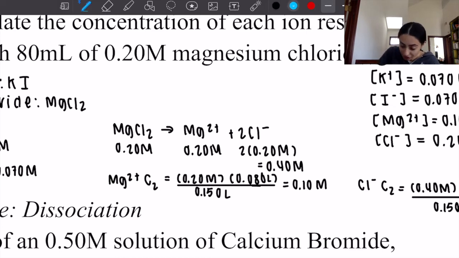And there is a 2 in front of the chlorine ion. So you are going to need to multiply the concentration of the solution, which is 0.20 molarity, by 2 to get a concentration initially of 0.40 molarity for chlorine.